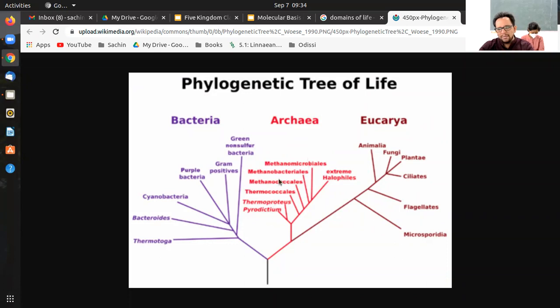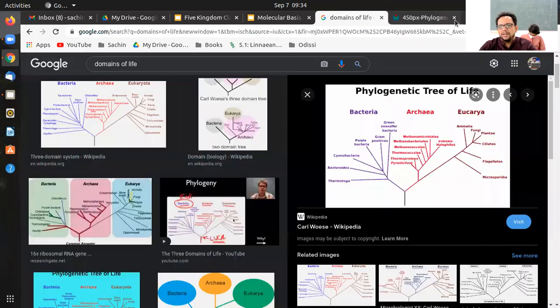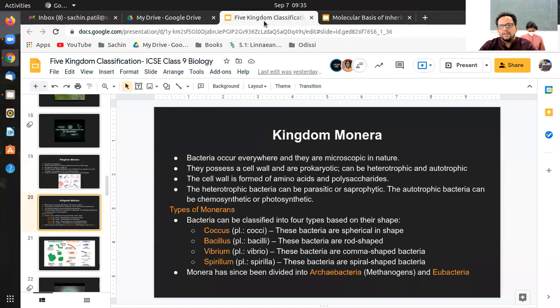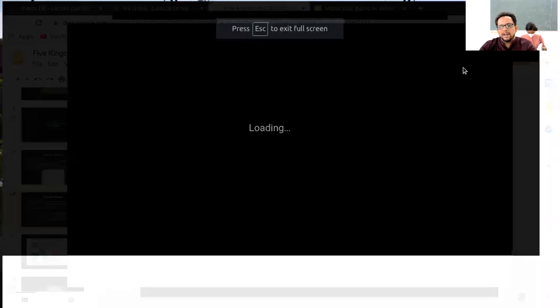So all these organisms that you see here, like Thermococcus. These are the extreme temperature bearing organisms, extreme halophiles. These are again living in very deep marshy lands, or even these Methanomicrobiales. These ones live in the extremes of the methane producing lands. So these were the different kingdoms which were used earlier. So that's where the archaebacteria and the eubacteria are coming from.